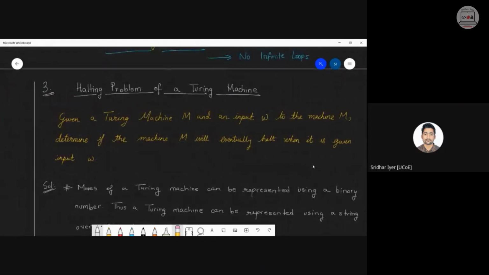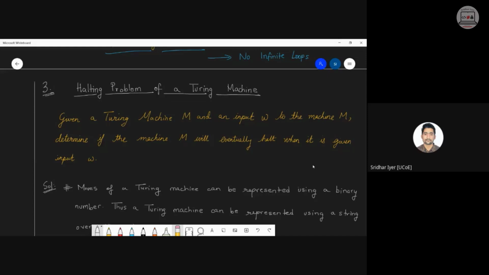Halting problem of a Turing machine. Given a Turing machine M and an input W to the machine M, determine if the machine M will eventually halt when it is given the input W. The statement is very simple, but the solution is somewhat confusing. I'll try to make you understand. So basically, given a Turing machine M and an input W, we are trying to find out whether the machine M will eventually stop or halt for that input W or not. This is our problem statement.